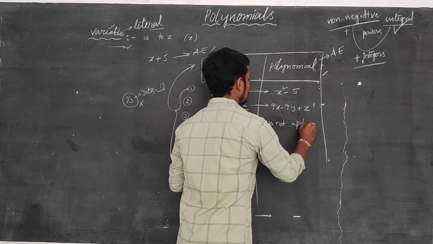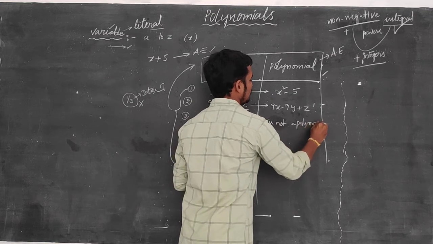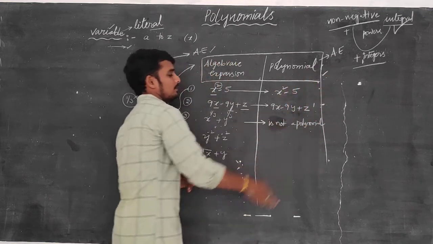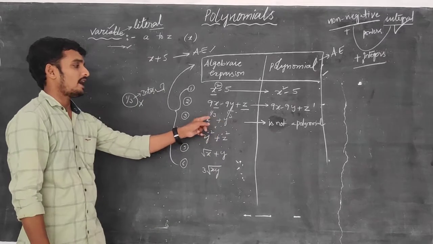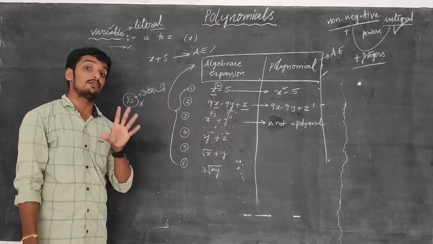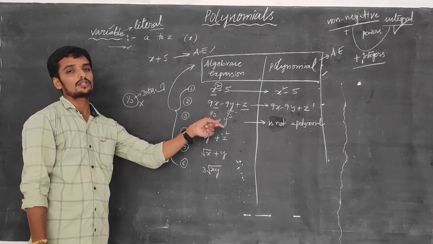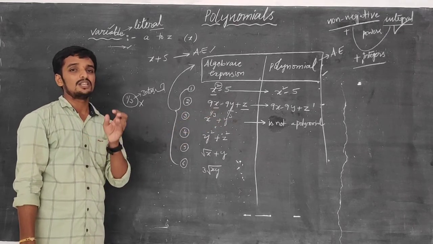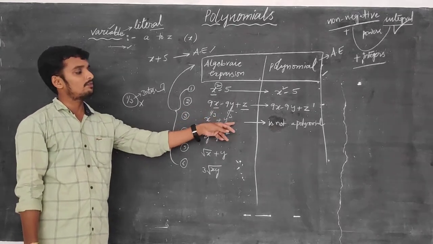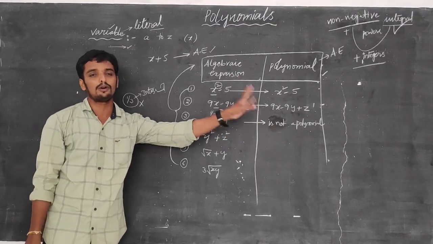If it is a polynomial, it means the powers are positive numbers, positive integers. So we have 1 by 3 and 1 by 3. Both are not positive integers. So x power 1 by 3 plus y power 1 by 3 is not a polynomial.